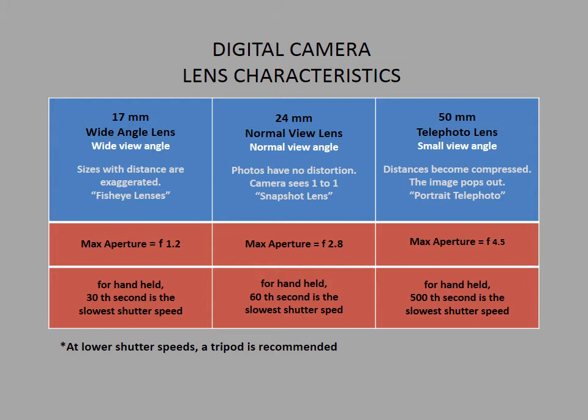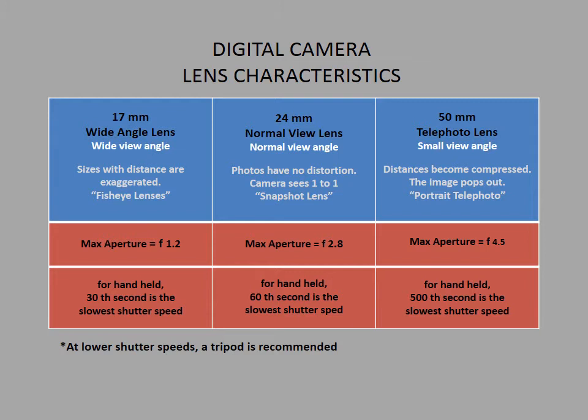In the center is the 24 millimeter lens. It gives a normal, undistorted 1:1 ratio of picture to film image. Generally speaking, anything below 1/60th of a second shutter speed for this lens would be in need of a tripod.